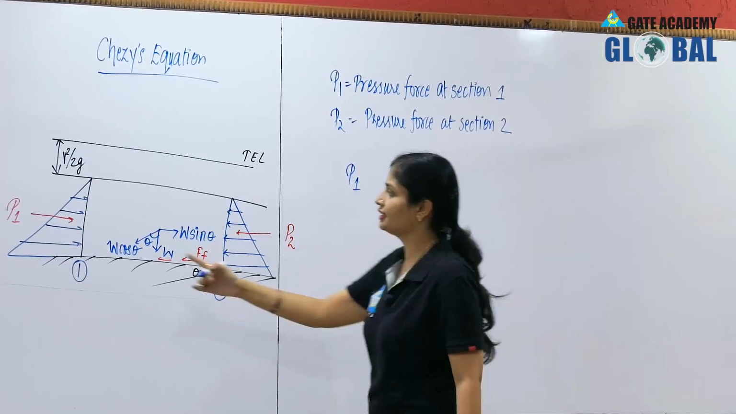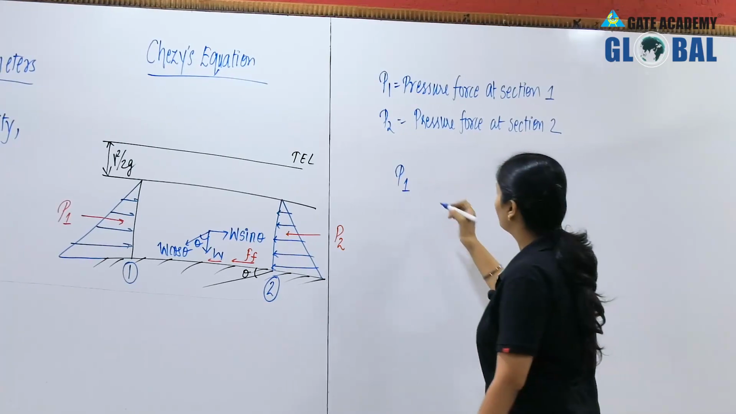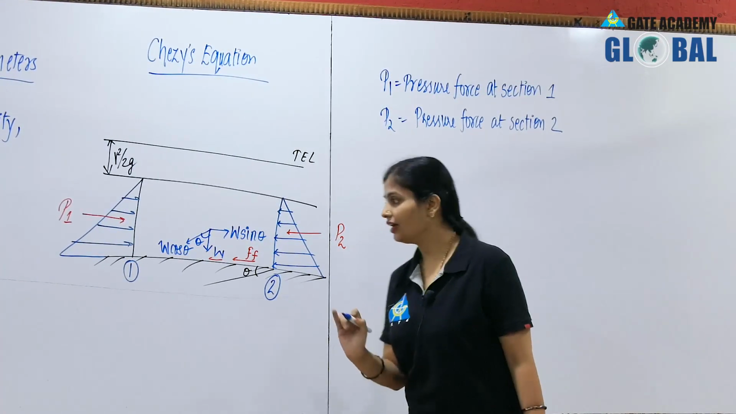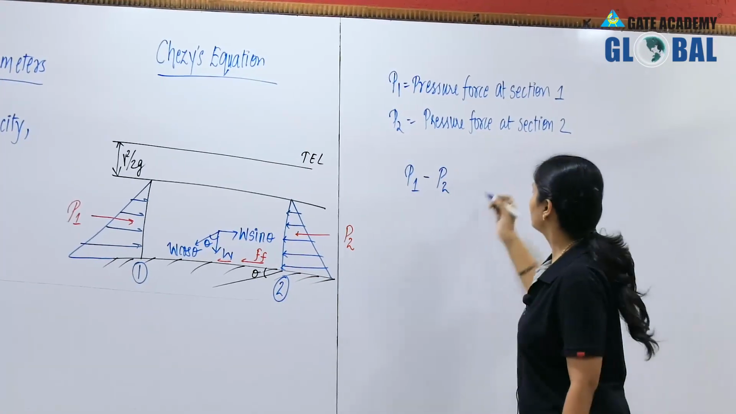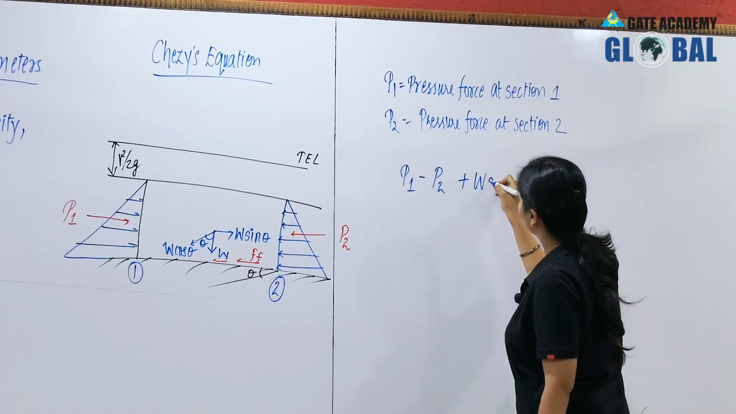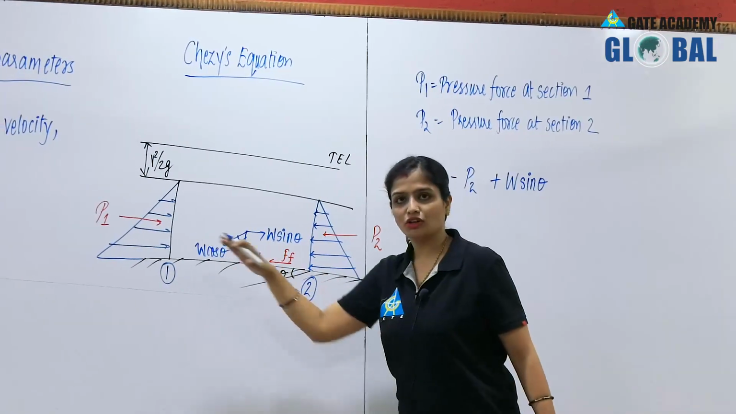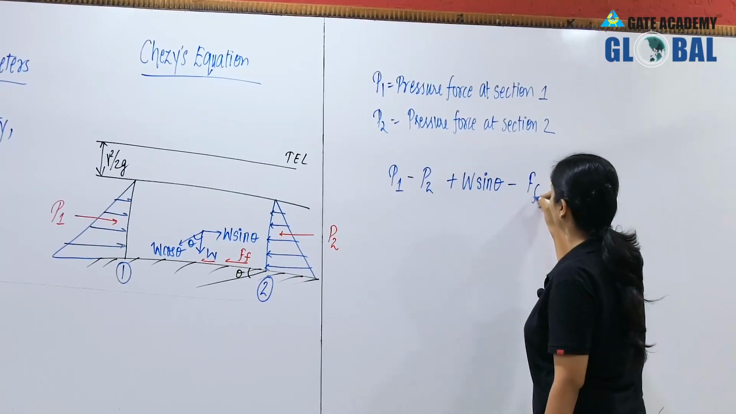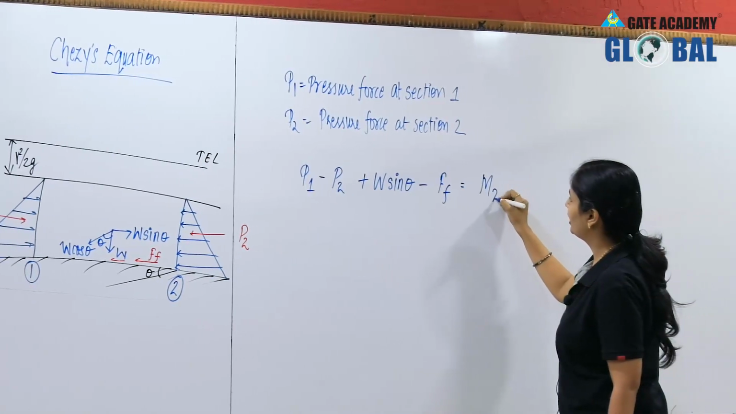Now, what you have to do? I will take the direction of flow as positive. You can take the opposite also, there is no problem in that. P1 minus P2, plus W sin theta, and minus, opposite to the direction of flow, the frictional force. This is equal to M2 minus M1.